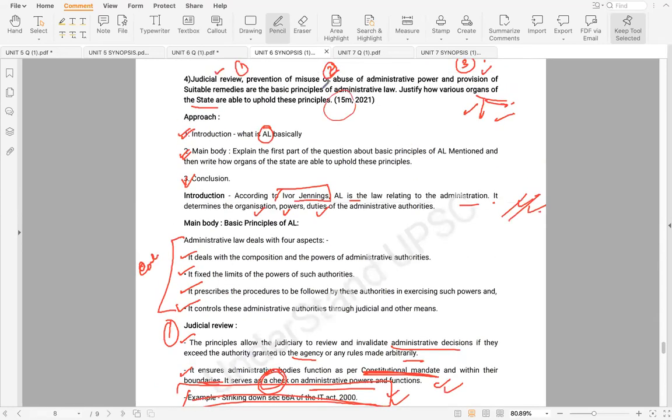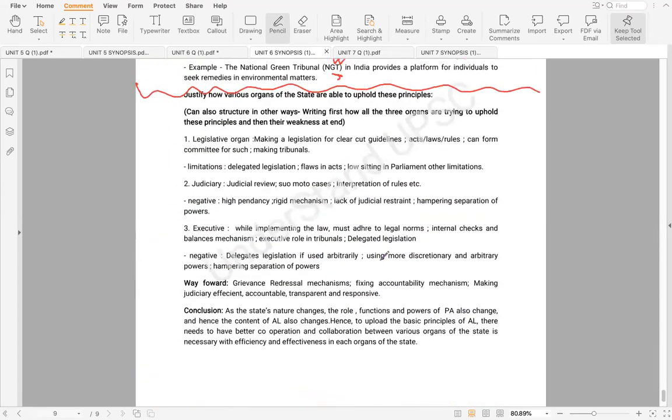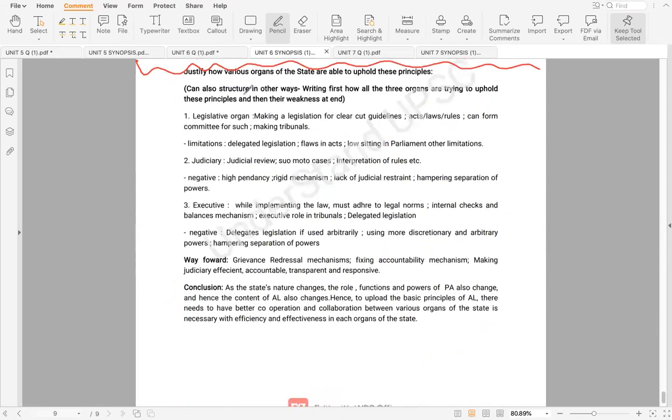It's a 15 marker, so you cover all the three separately. Now you have to tell us how various organs of the state are able to uphold all these three principles, right? You can also structure it in other ways, writing first how all the three organs are trying to uphold these principles and then their weaknesses, or you can directly pick up the three points. So legislative organ, judicial organ, and executive organ. The legislative organ is making legislation with clear-cut guidelines, acts, laws, rules, can form committees, etc., making tribunals.